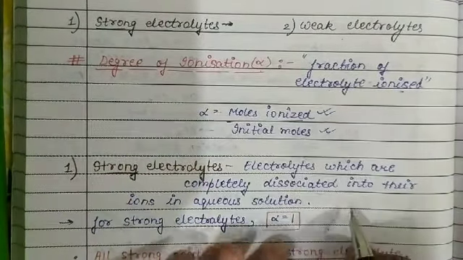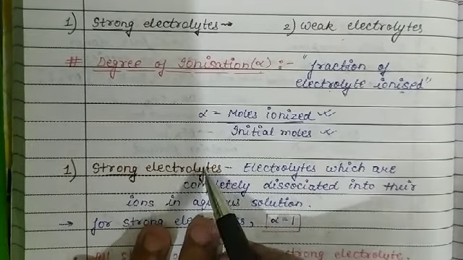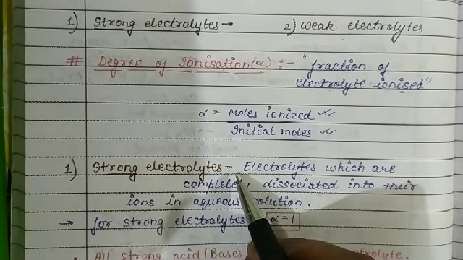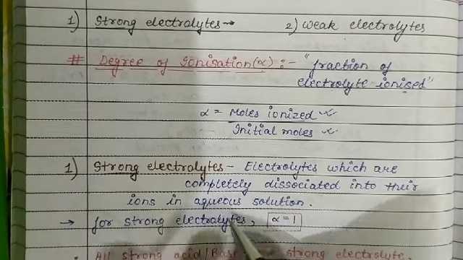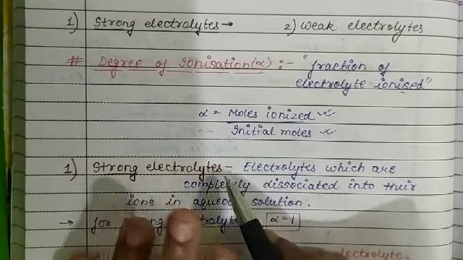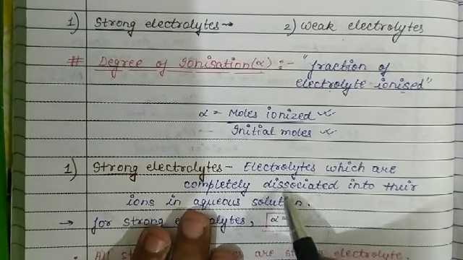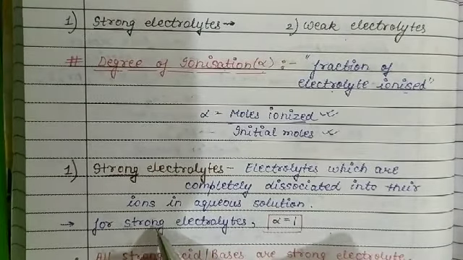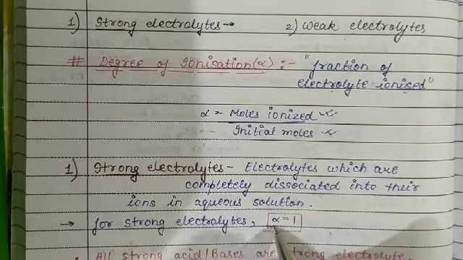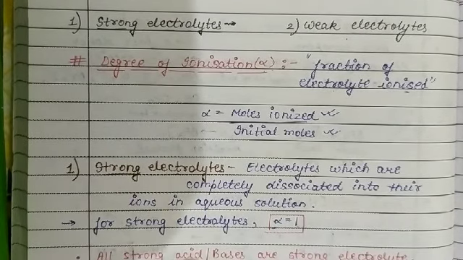For strong electrolytes, strong electrolytes are those electrolytes which are completely dissociated or ionized into their ions in aqueous solution. And for strong electrolytes, the degree of dissociation is 100%. Therefore alpha is equal to 1.